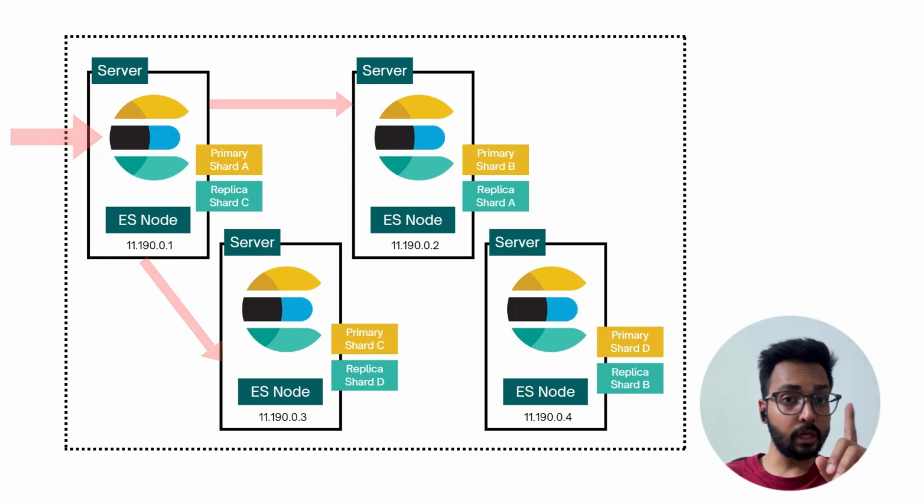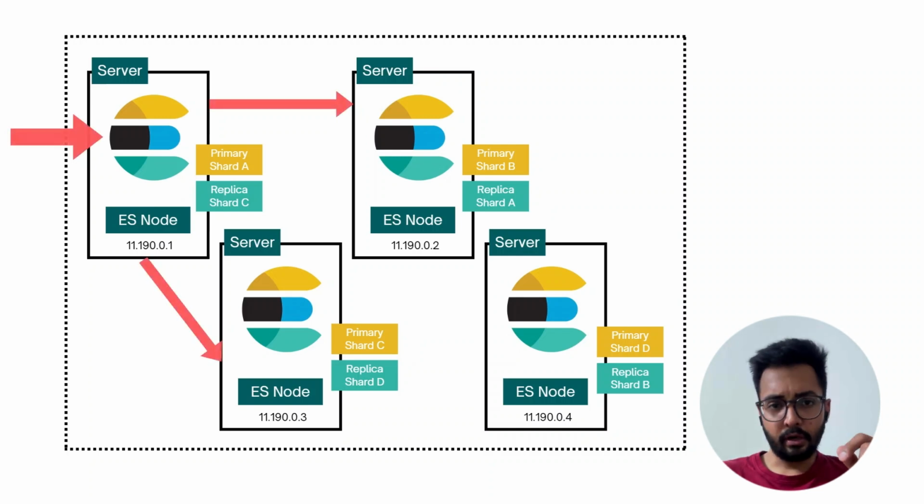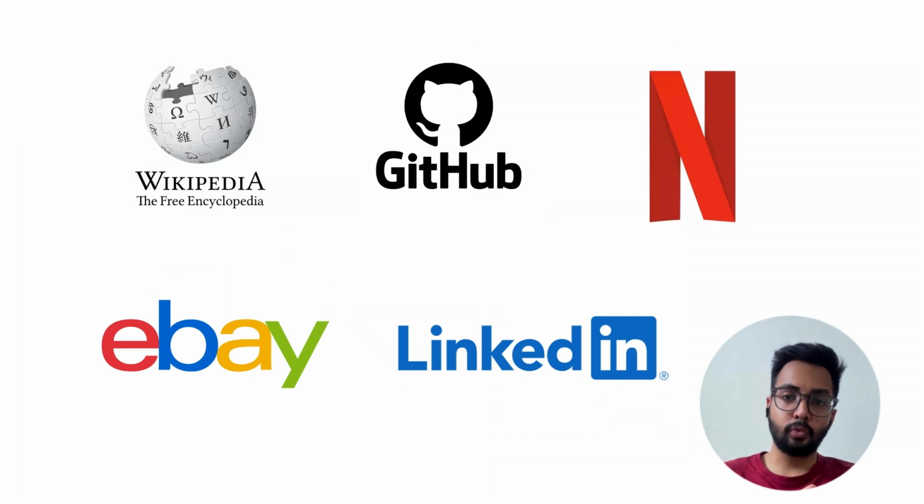However, for a get query by ID, the coordinator node knows exactly where to find the document, which node contains the particular shard that has the required document. This allows quicker responses. Now, Elasticsearch is widely used across various industries.